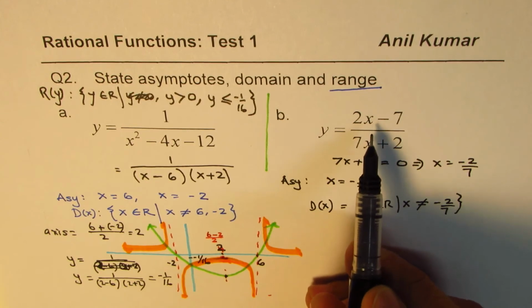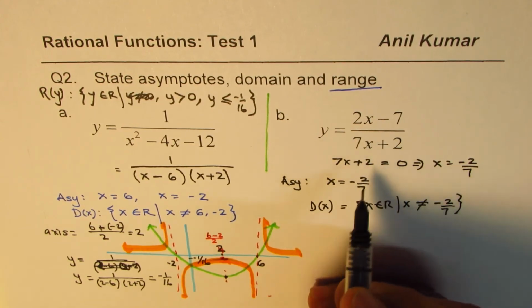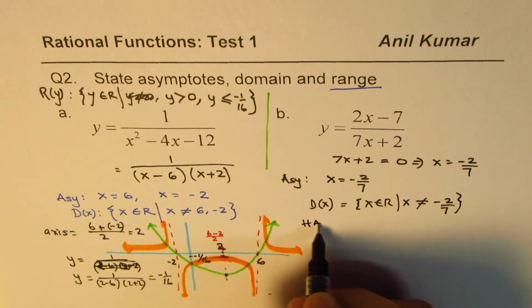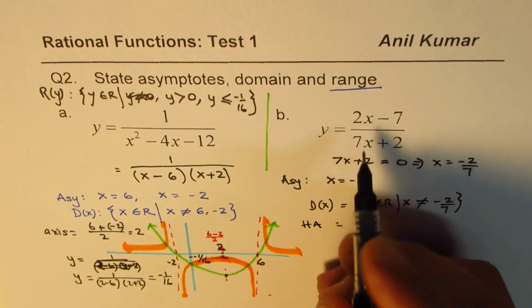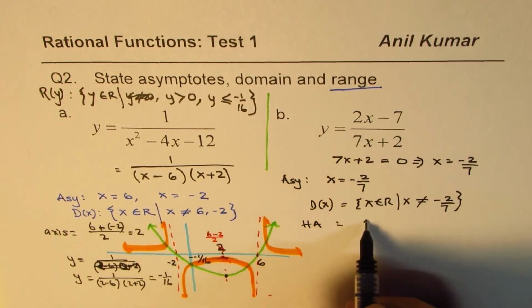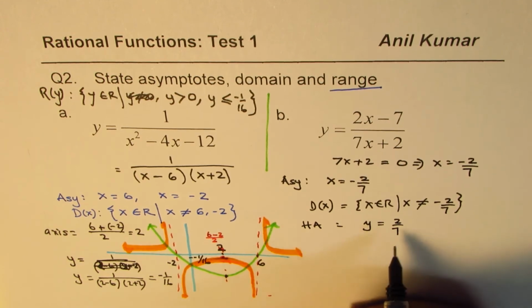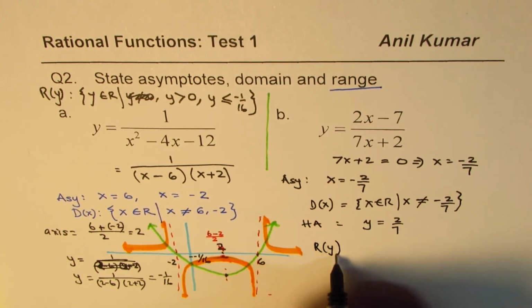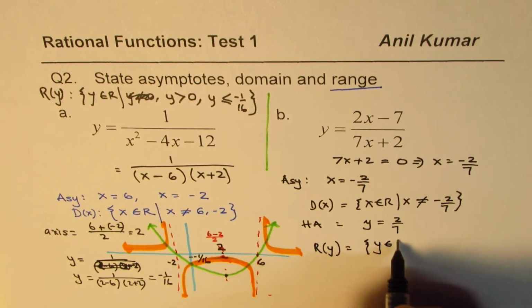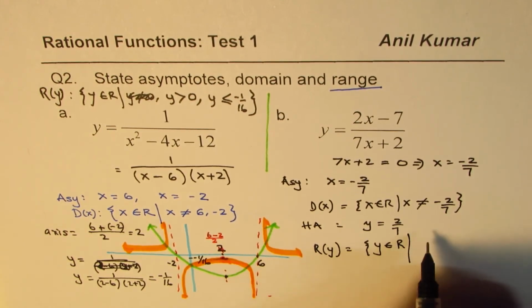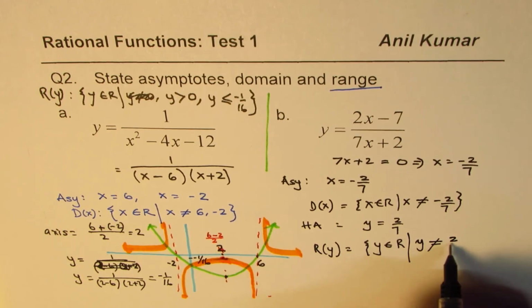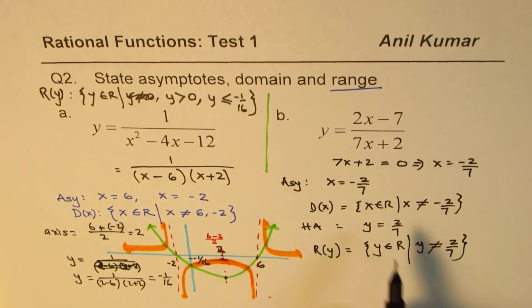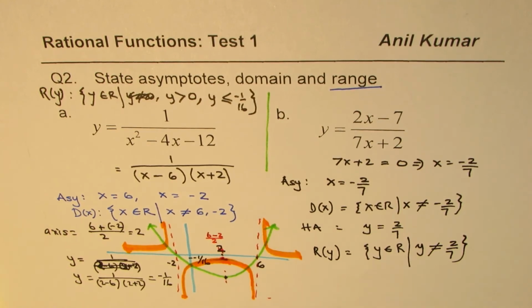Now, how to get the range? In this case, we have a horizontal asymptote. Since the degrees are the same, the function really approaches 2 over 7, which is y equals 2 over 7. So the function is never 2 over 7. So that part is not in the range, the rest all is. So we can say that the range for this function is y belongs to real numbers, where y is not equal to 2 over 7. Is it okay? So for such a function, you could write the range very easily, kind of like this.